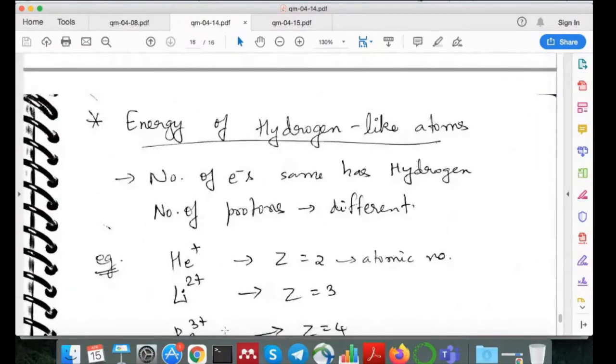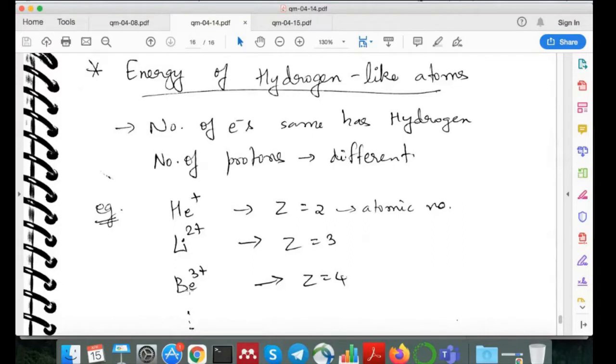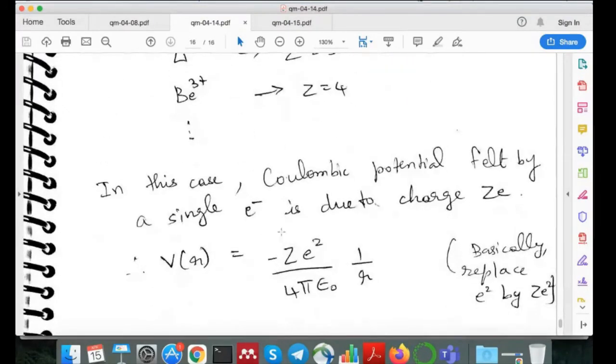Okay, and then I think we also saw how to treat hydrogen-like atoms. By hydrogen-like atoms, we mean that the atomic number can be different from hydrogen, but the number of electrons stays the same as that of hydrogen, which is equal to 1. Such atoms are basically these ionized atoms, which is He plus, Li2 plus, Be3 plus, right? The atomic number changes, but the number of electrons in the system remains the same as hydrogen, which is equal to 1. So in such a case, there is a very small change to the potential energy: instead of just minus e square by 4 pi epsilon naught, you will get minus Z e square by 4 pi epsilon naught into 1 by r.